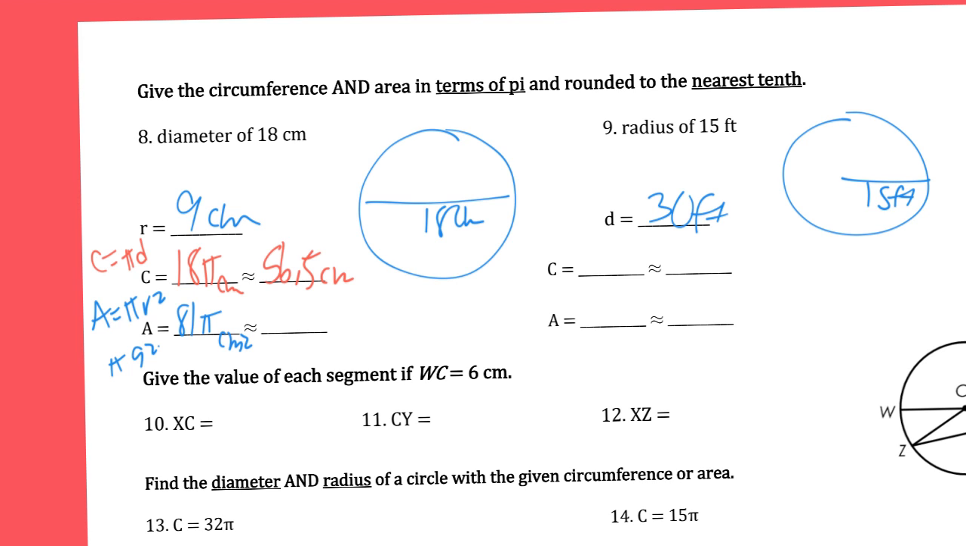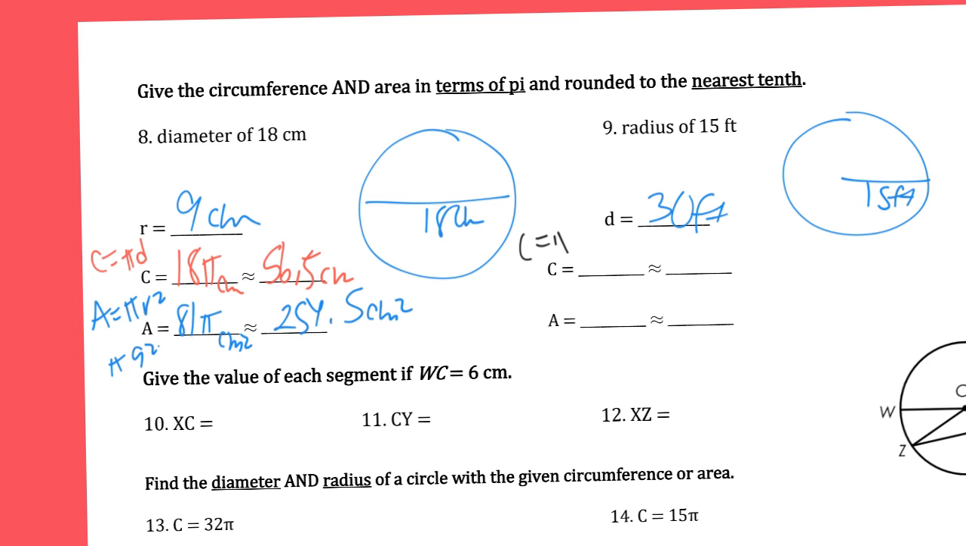All area is going to be in terms of square units. If you've got centimeters, it would be centimeters squared, because area talks about how much space is inside of a shape, in terms of squares. These are the square centimeters that would fit within the shape pictured here. To find it approximately, you would put it in your calculator and get 254.5 centimeters squared.